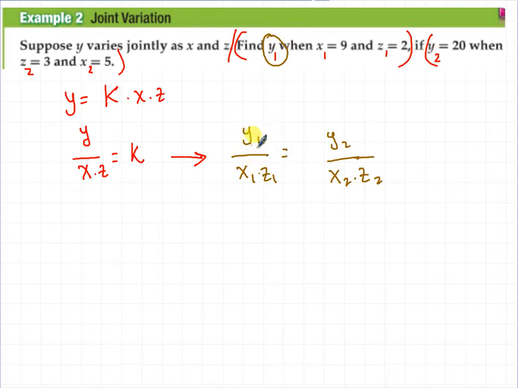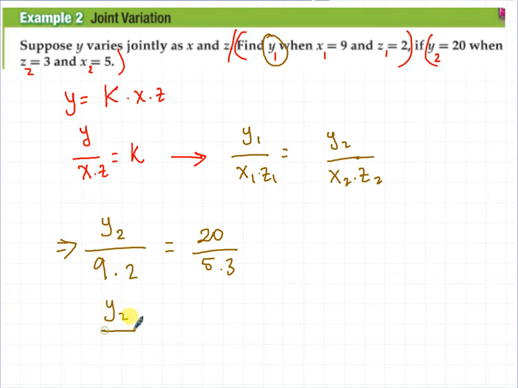Okay, let's do it. So from here we say y1 is the unknown I'm looking for, over x1 is 9 times z1 is 2, equals y2 is 20, x2 is 5, and z2 is 3. Okay, so let's find the products first. Over 9 times 2 is 18, 20 over 5 times 3 is 15.